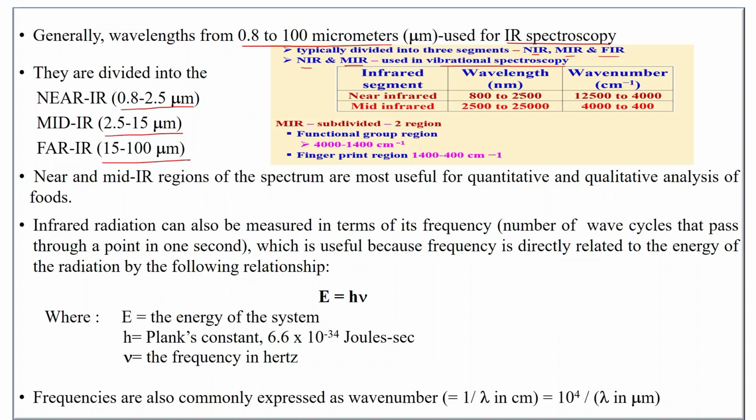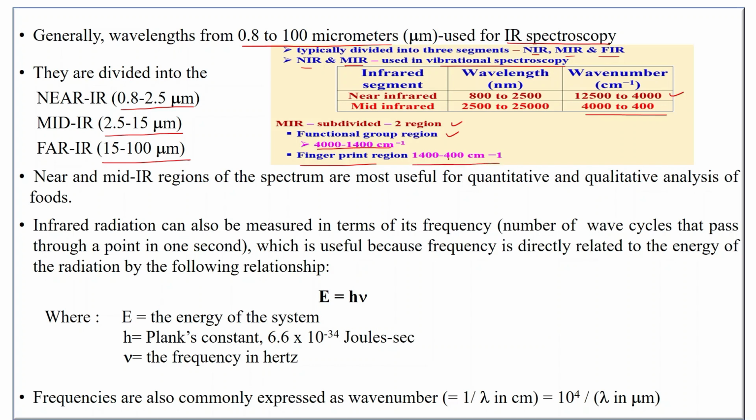In terms of centimeter inverse, the near infrared region, as already mentioned, ranges from 12,500 to 4,000 centimeter inverse, whereas the mid IR region varies from 4,000 to 100 centimeter inverse. Now, MIR can be further divided into two regions. One is the functional group region, which ranges from 4,000 to 1,400 centimeter inverse. Another is the fingerprint region, a complex region below 1,400 centimeter inverse, ranging from 1,400 to 400 centimeter inverse.